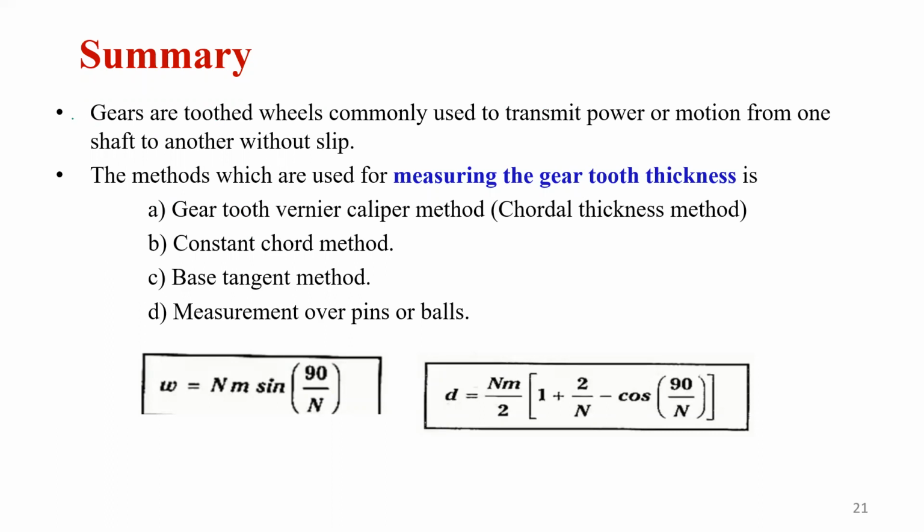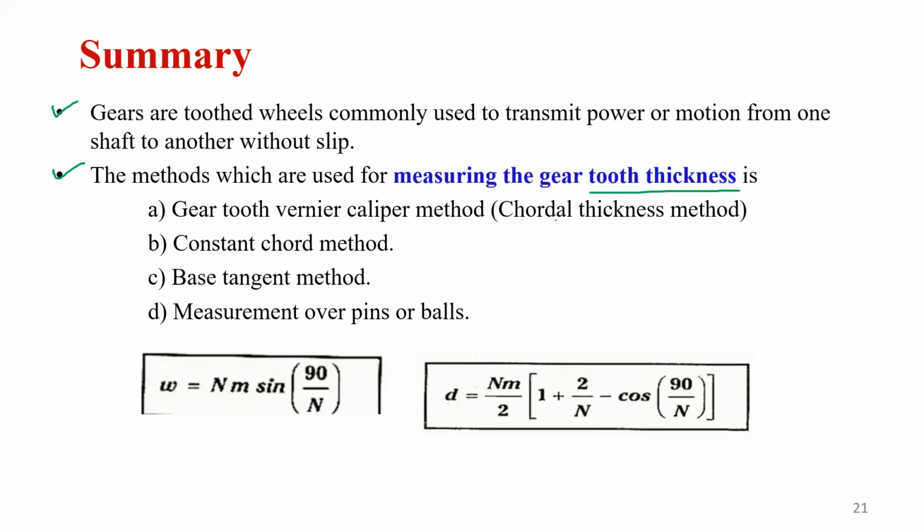So this is today's class. Now we will summarize the contents. Gears are toothed wheels. These are commonly used to transmit power or motion from one shaft to another shaft without any slip. We discussed the different types of gears and the gear terminologies, which are very important for studying metrology.